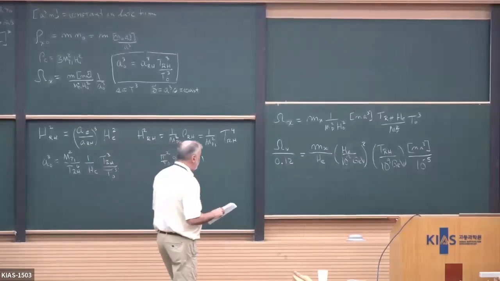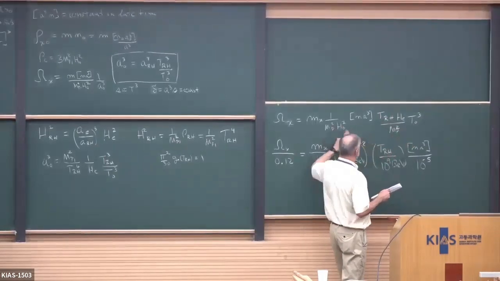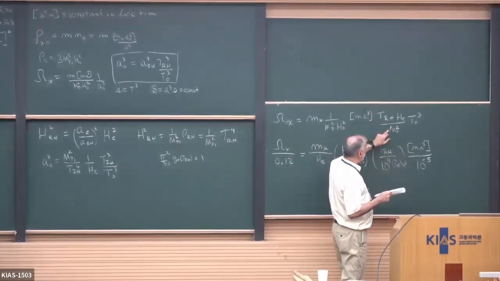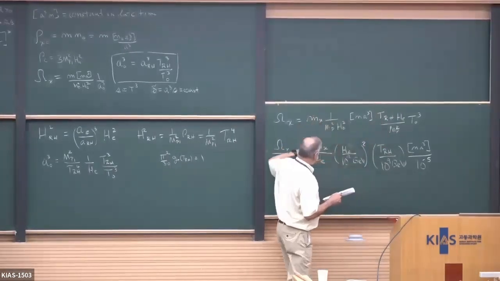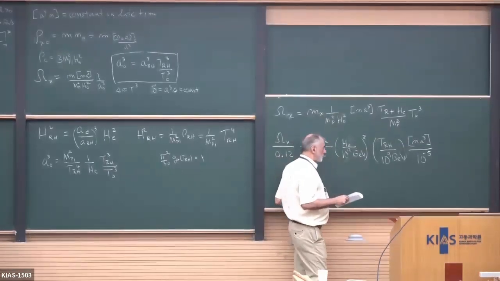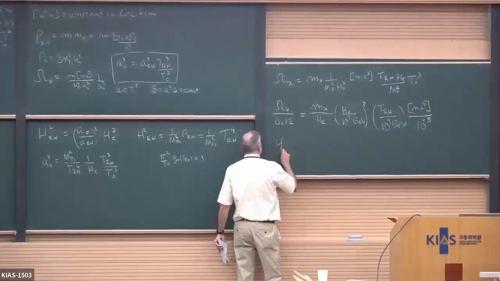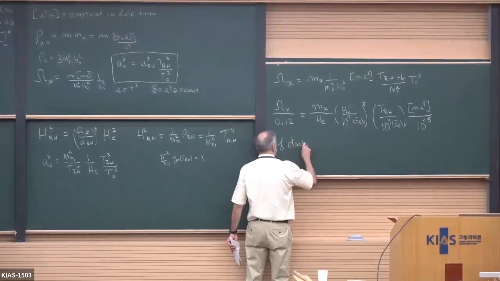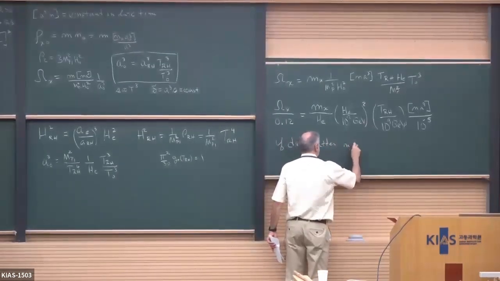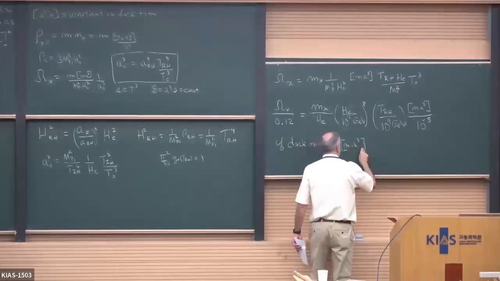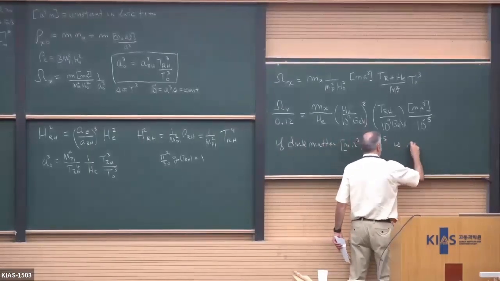So you can look up the present temperature of the universe, 10 to the minus 13 GeV or so, the Planck mass, 2 point whatever times 10 to the 18 GeV. It's linear in the reheat temperature, and it is linear in HE. So this suggests we'll call it the sweet spot.